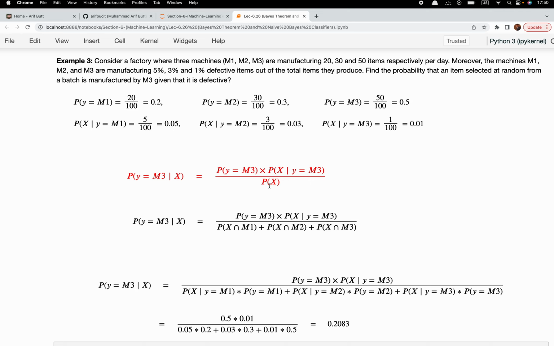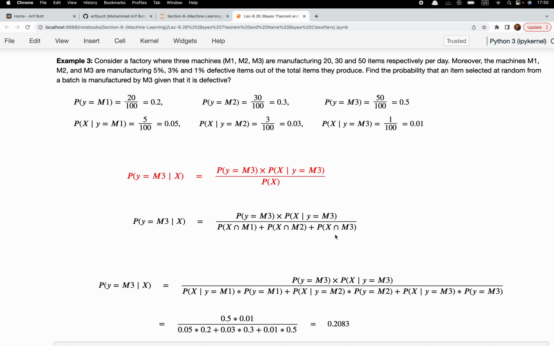And finally, in the denominator, this probability of x is the probability of a defective item that can be produced by either machine M1, M2 or M3. Therefore, the overall probability of an item to be defective is equal to the sum of the probabilities of a defective item being produced by either M1 or M2 or M3, which is shown over here. So in the denominator, you can see the sum of the three probabilities: the probability of a defective item produced by M1 plus the probability of a defective item produced by M2 plus the probability of a defective item produced by M3.